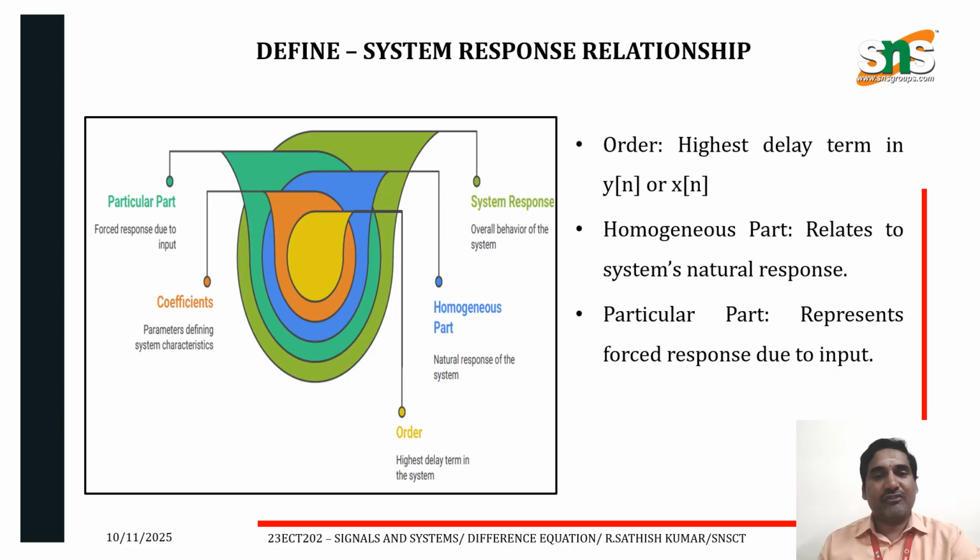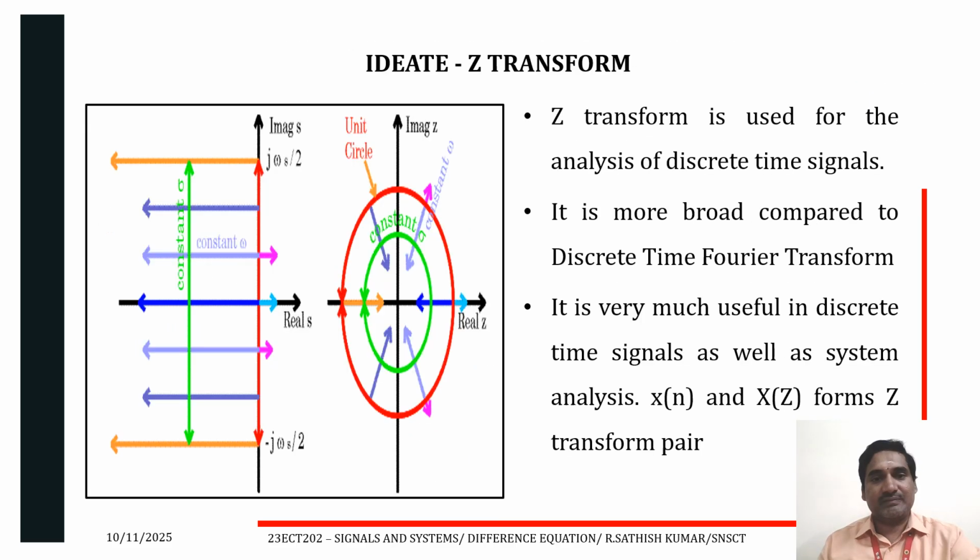Next one, this is the defined part of system response realization. The order is the highest delay term in y of n or x of n, the output function or input function. It has a homogeneous part that relates to the system's natural response, and a particular part that represents the forced response due to input. And we calculate the system transfer function of the difference equation.